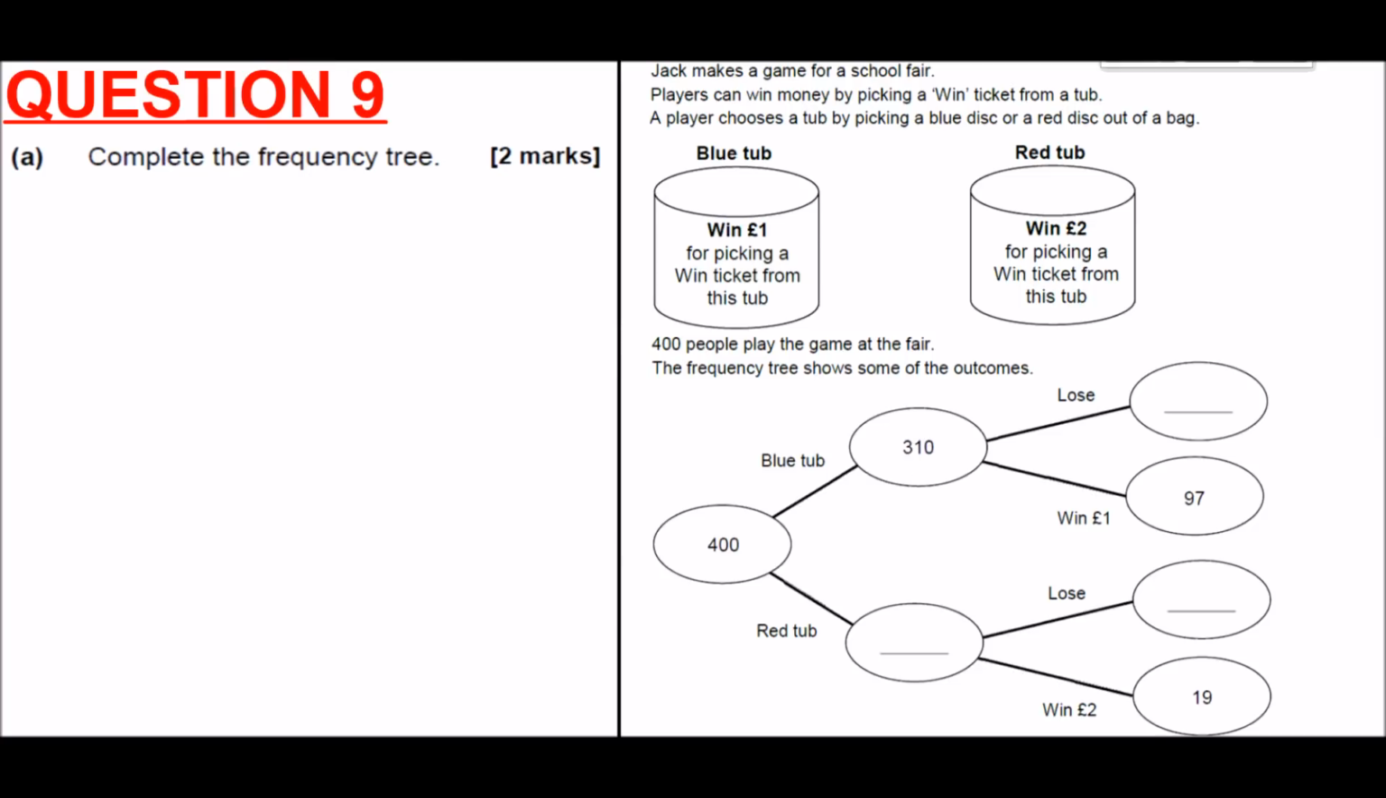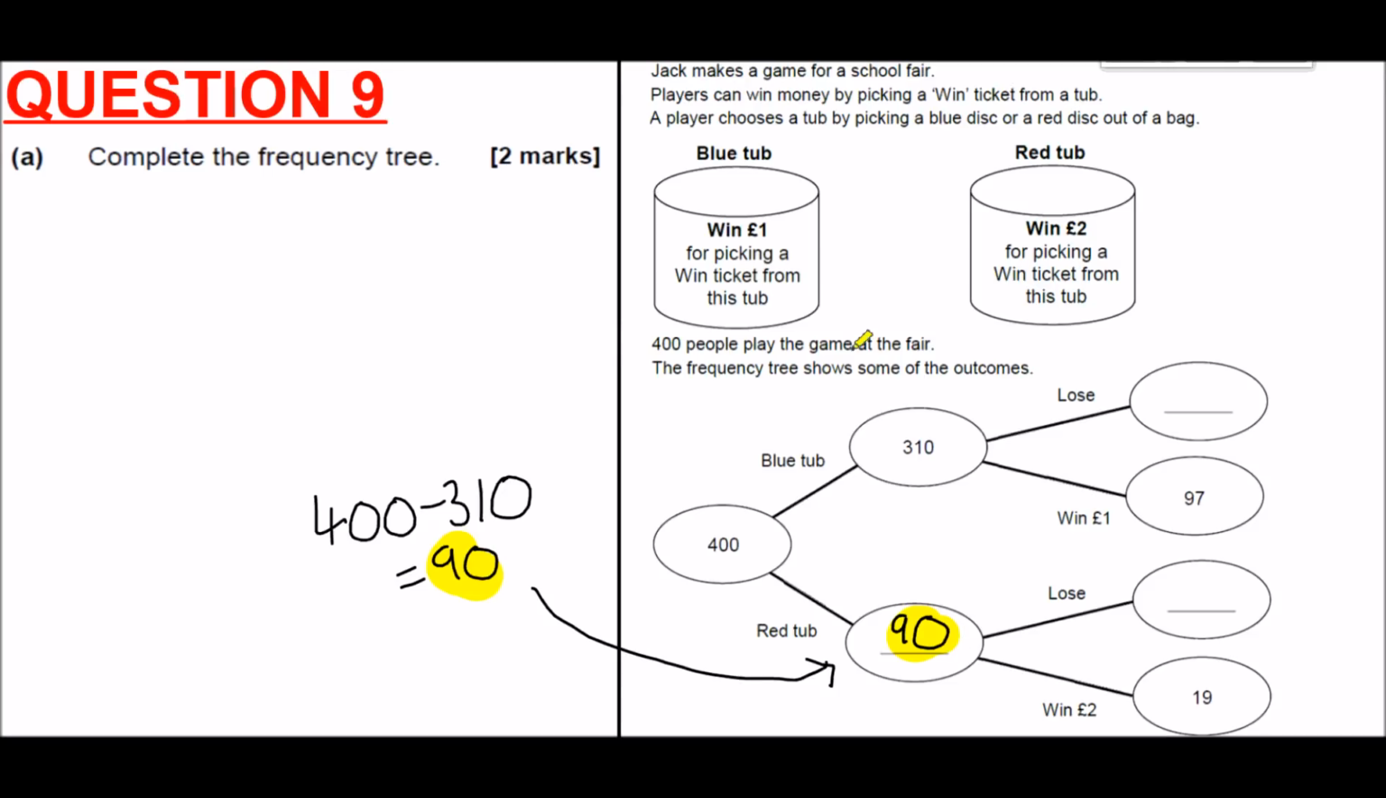Now with frequency trees, what we need to remember is wherever the two things branch from, when we add up the totals of the things which branch, it will come to the total of what it branched from. And so 310 plus this one here will add up to 400, because 400 splits into these two values. So first of all, we can work out how many people picked the red tub by simply doing 400 minus 310, which, with a calculator or otherwise, you should get 90. So that's the first step I'd suggest. So 90 people picked the red tub.